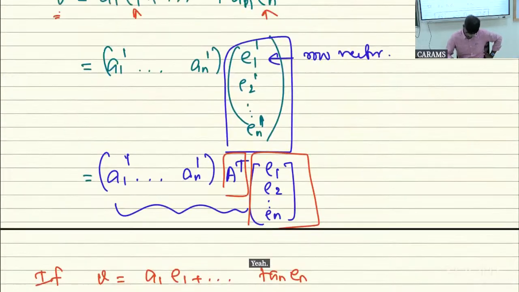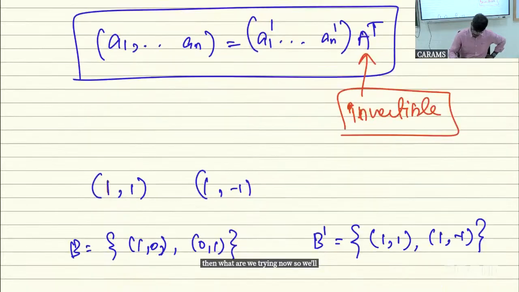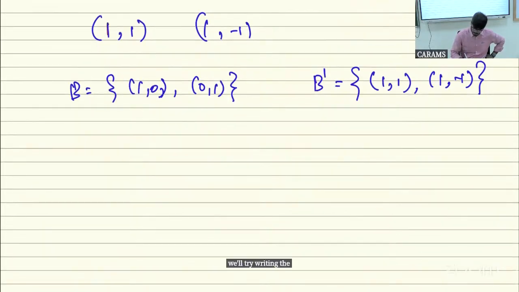Then what are we trying now? We'll try writing each basis vector, meaning each vector such as 1, comma 1, in terms of the basis 1, 0 and 0, 1. So I think that's clear, I guess.